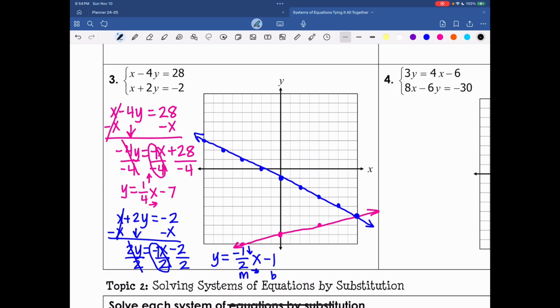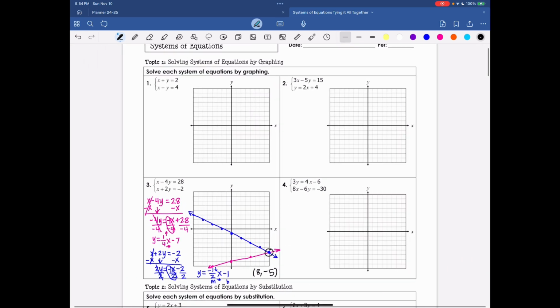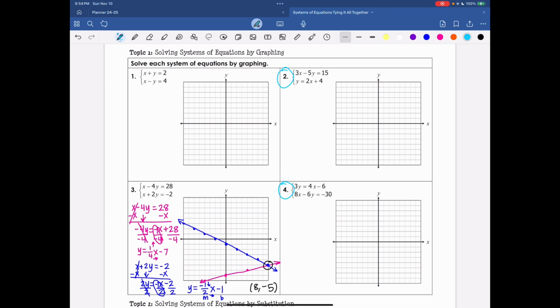Now guys, when you are finding the solution to a system of equations, your solution is always where your 2 lines intersect each other. So here our lines intersect at this point, which is at 8, negative 5. So 8, negative 5 is my point of intersection. On this assignment, you are to complete numbers 2 and 4. So in the graphing section for topic 1, you are only required to do numbers 2 and 4.